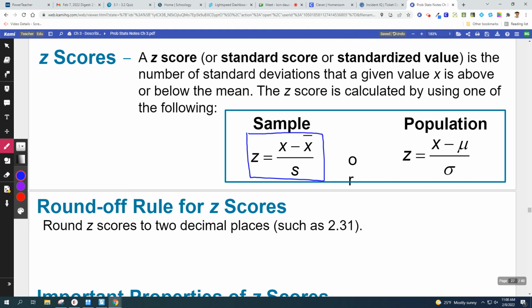The calculation says take your x number, whatever it is in the list, minus the mean. Remember, x bar is the mean, and divide by the sample standard deviation. So it's number minus mean over standard deviation. Well, that's what this says as well. It says the same thing. It's your number minus the mean over the standard deviation. It just depends on if you talk about a sample or a population.